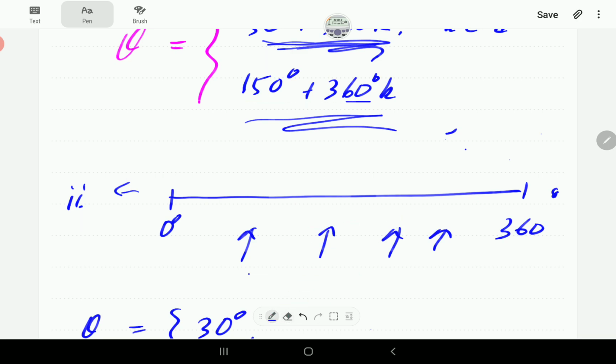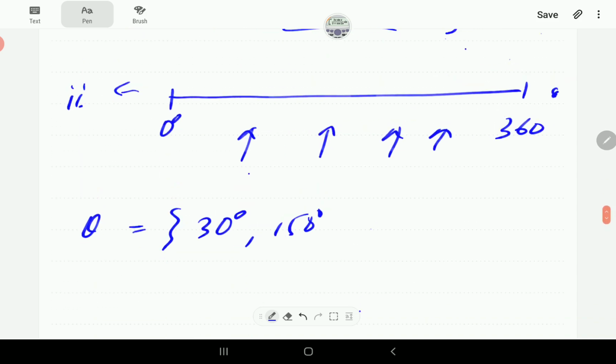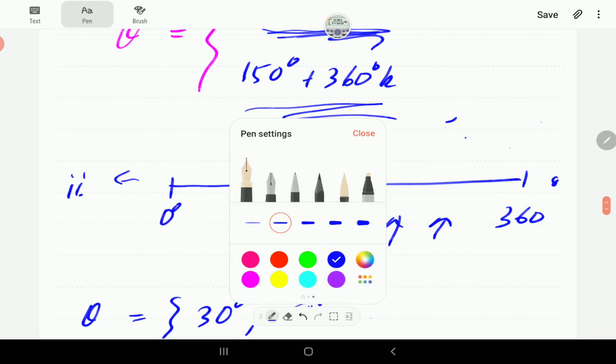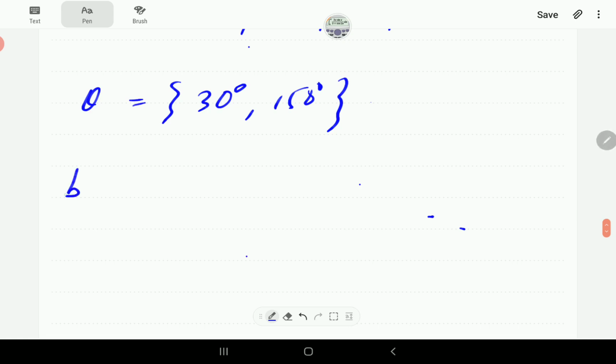Then we go to these ones. When k is 0, it is 150. 150 falls in this interval, so we write 150. Then again, 150 plus 360 falls outside this interval, and 150 minus 360 falls outside as well. So that means our particular solution is going to give us 30 and 150. So that sorts out our example number A.